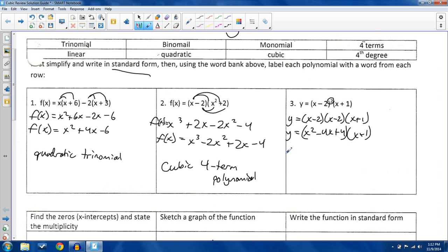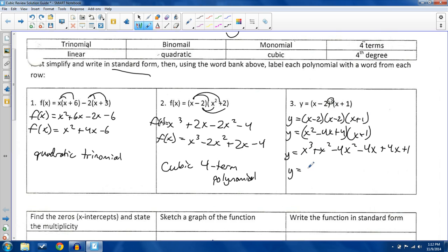And now we'll go ahead and start doing some distribution from a trinomial to a binomial. I'll take the x squared multiplied by x plus 1, the negative 4x multiplied by x plus 1, and the 4 multiplied by x plus 1. And then we'll combine like terms. First I'll get x cubed plus x squared. And negative 4x squared minus 4x. And then plus 4x plus 1.